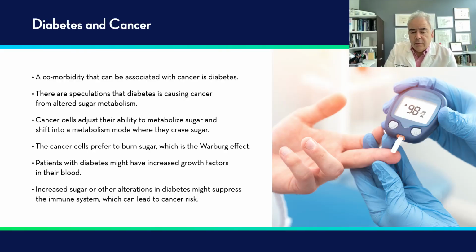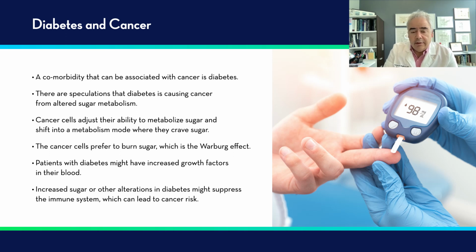Some other comorbidities that can be associated with cancer, an important one is diabetes. We're not quite sure why diabetes causes increased risks of cancer. There's some speculation: could diabetes be causing cancer through altered sugar metabolism? We know that cancer cells adjust their ability to metabolize sugar and actually shift into a mode of metabolism where they actually crave sugar. So the cancer cells tend to preferentially burn sugar. This is the so-called Warburg effect. Now, we don't know if in diabetes the increased amounts of sugar might help cancer cells proliferate and potentiate. So this is one theory.